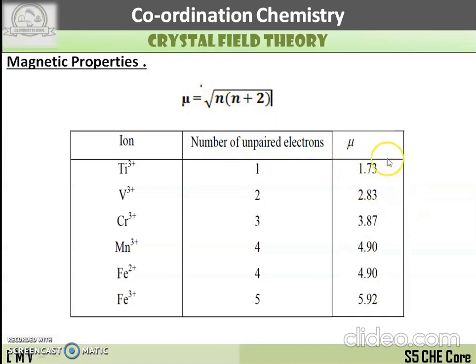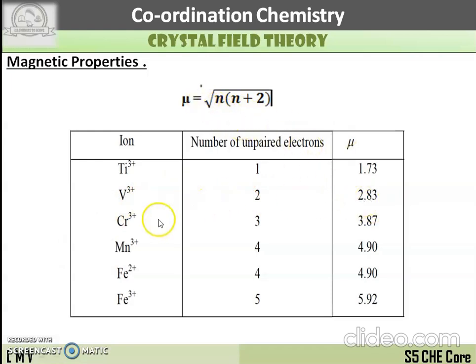So the magnetic moment is root of 1 into 1 plus 2, which is 1.73. The theoretical values are given here. It is almost similar to the experimental values. For vanadium 3+, it has 2 unpaired electrons. Just like this, you can find it out. Scandium, titanium, vanadium.